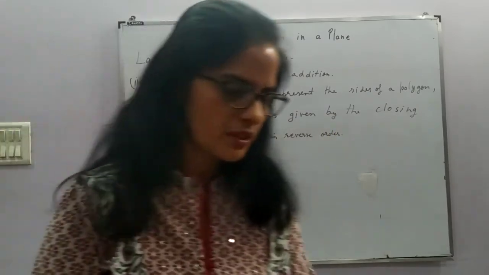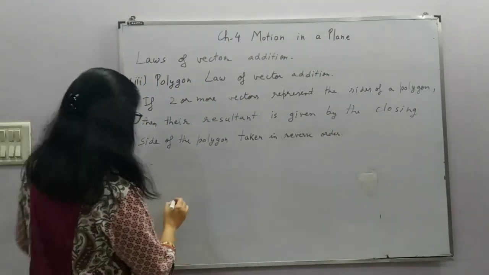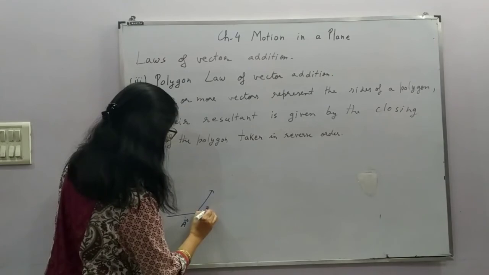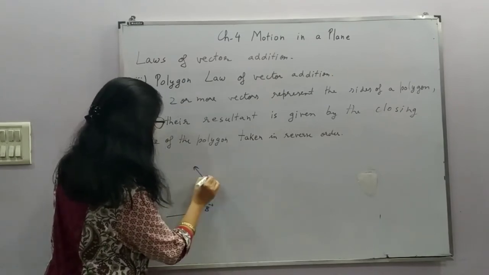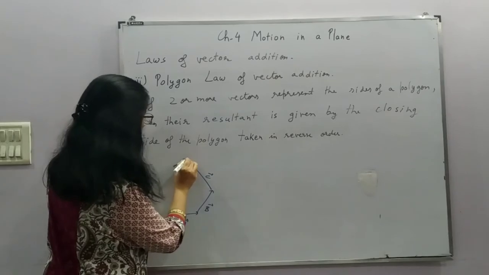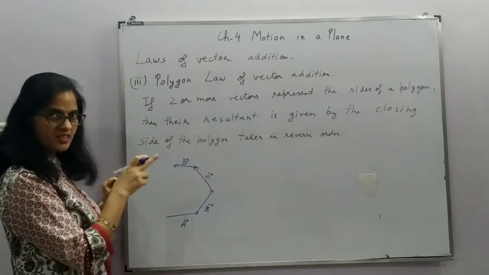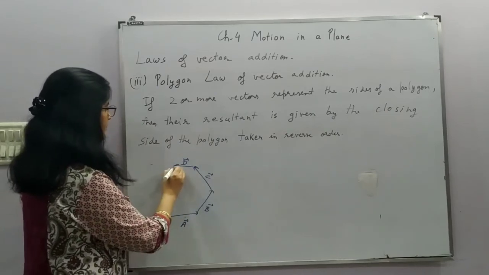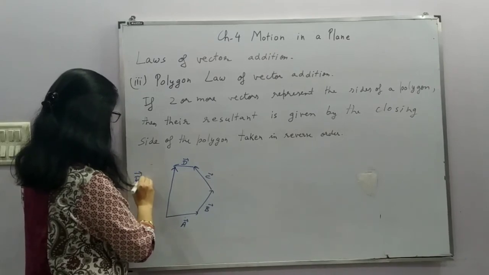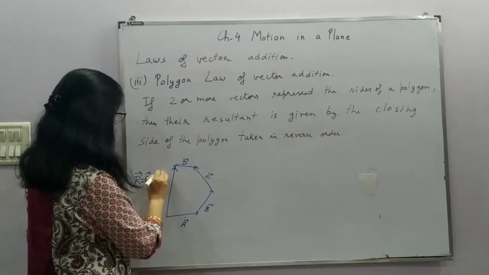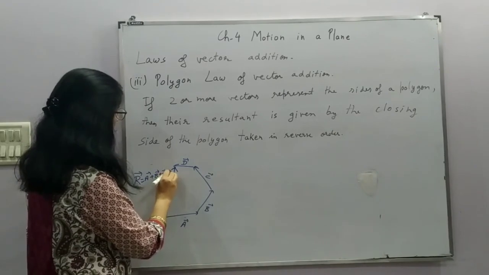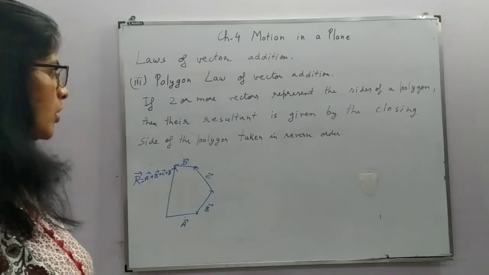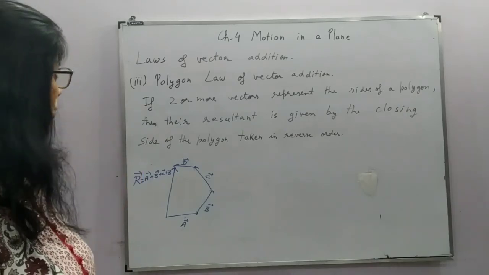Now, how to represent that? If I have this vector, another vector, this is A vector, this is B vector, this is C vector, this is D vector. So these are the four vectors which are represented as adjacent sides of the polygon. So the resultant will be given by this closing side taken in reverse order. So this A plus B plus C plus D vector is the closing side of the polygon taken in reverse order. That's all about the laws of vector addition.